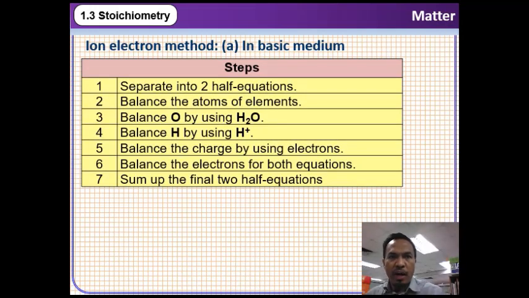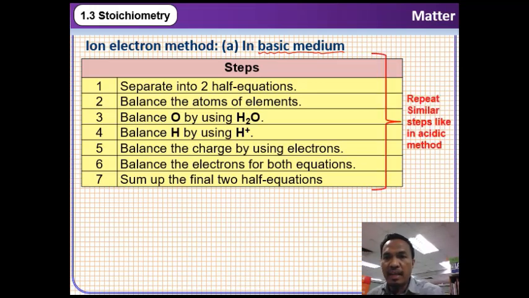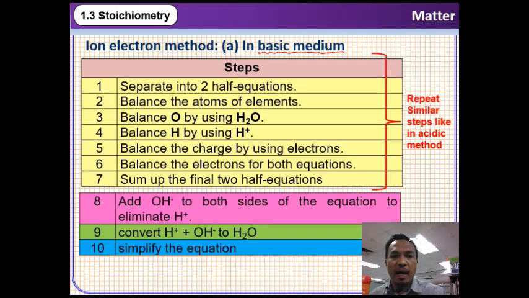Okay, next we are going to learn how to balance redox equations by using the ion electron method for reactions that occur in basic medium. For reactions that occur in basic medium, the first step until step number 7 is the same as in acidic medium. We repeat the similar steps as in acidic medium. After we sum up the final two half equations, we add hydroxide ion to both sides of the equation to eliminate H+. Next, we convert H plus and hydroxide to water molecules, and finally we simplify the equation.